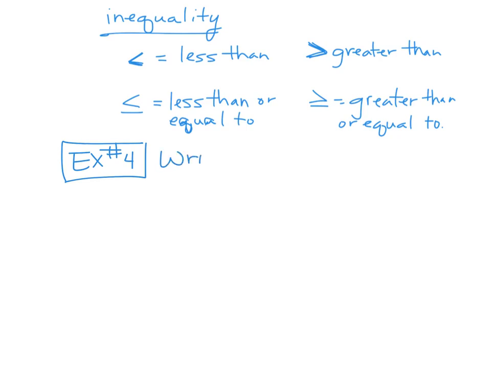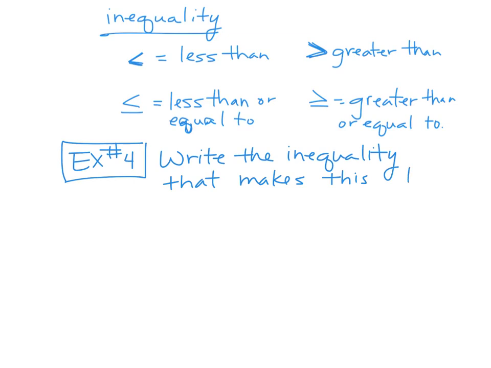So this is going to say, write the inequality that makes this true. So let's say for our first one here, we have the square root of 17 and then an open box. We're going to put our inequality in there. And then 4 1/3. Okay, so I want you to compare those two numbers. How would you do that? Anybody have an idea of what we can do to compare them?